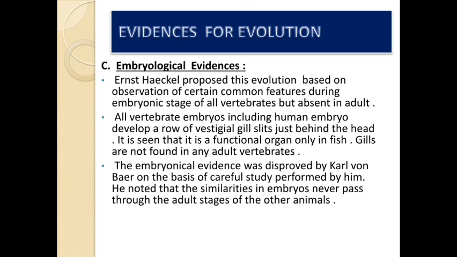So my dear students, these are certain evidence related to evolution. I hope that you have understood, and these are the three evidence we came to know. Number one is paleontological evidence, number two is comparative anatomy and morphological evidence, and number three we have learned about embryological evidence. With this we end here with evidence for evolution.